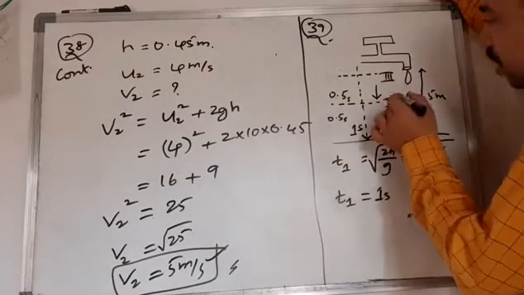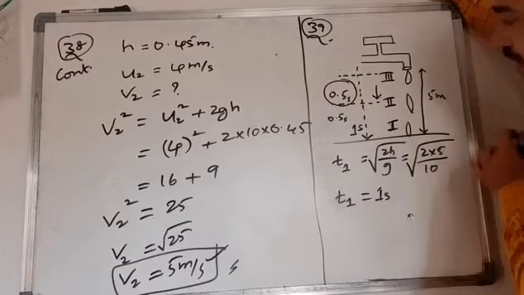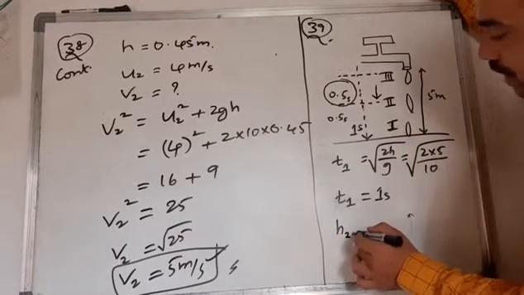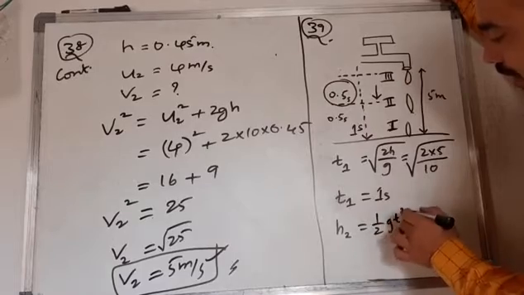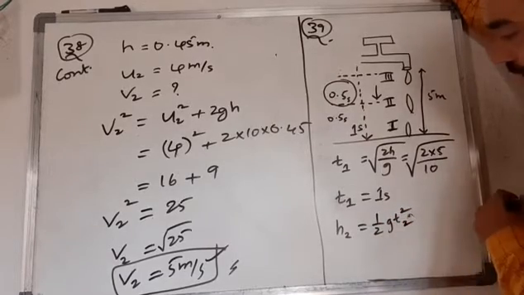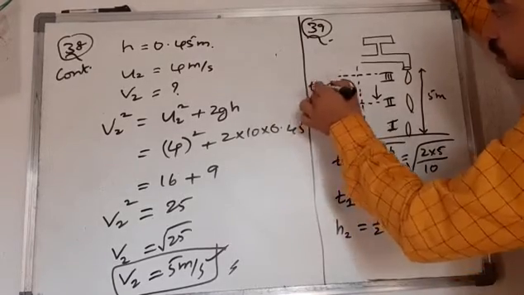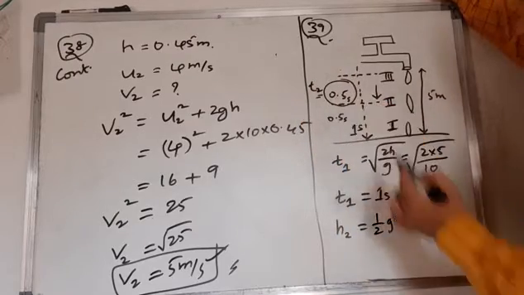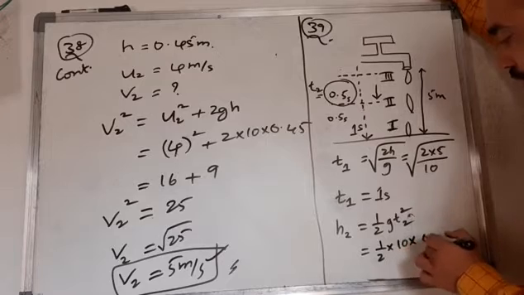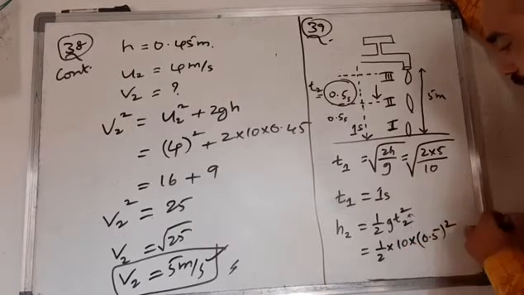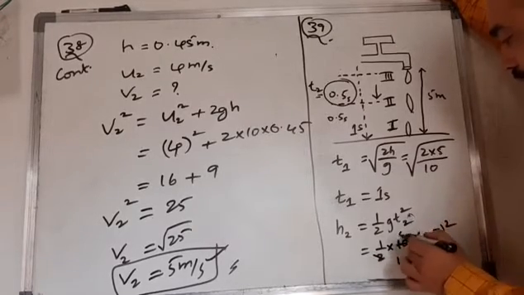So for the second drop the time is 0.5 seconds. So for the time of fall of the second drop, height is equal to half g t2 square. Here t2 is 0.5. So what we will get is half into 10 into 0.5 whole square. So 2 ones are 2, 5s are.